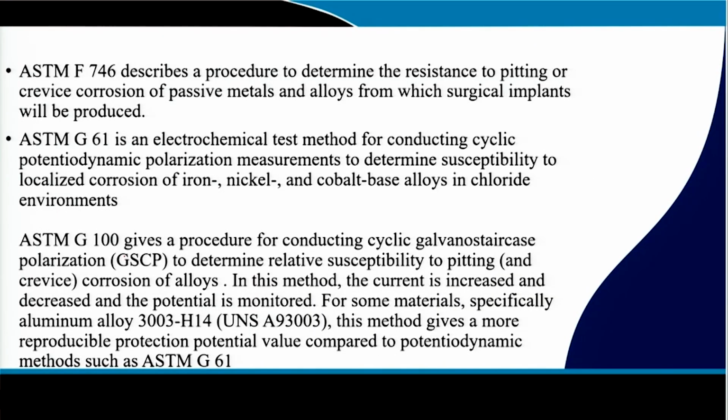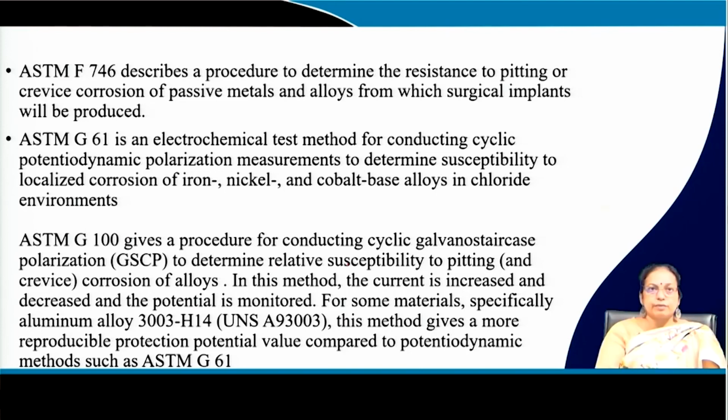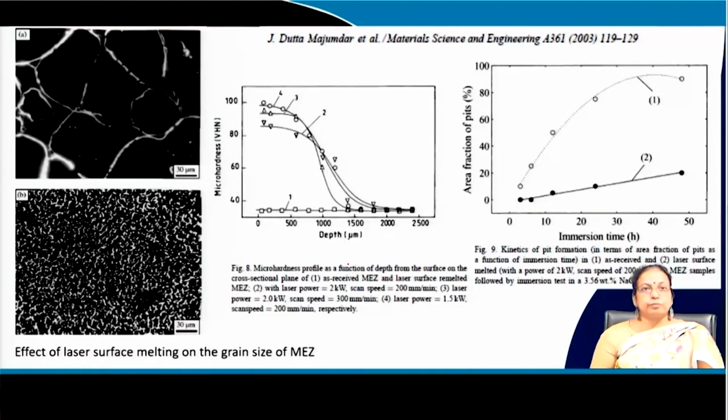ASTM G100 gives a procedure for conducting cyclic galvanostaircase polarization to determine the relative susceptibility of alloys to pitting corrosion. Here the current is increased and decreased and the potential is monitored. This is a typical test which you can again carry out using the potentiostat, and it gives a more reproducible protection potential value as compared to the potentiodynamic method shown in ASTM G61.